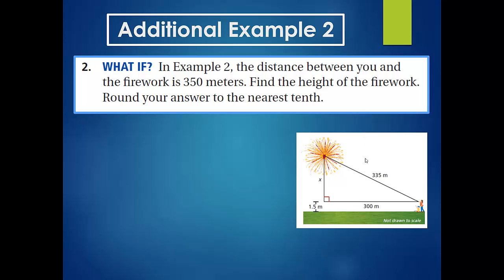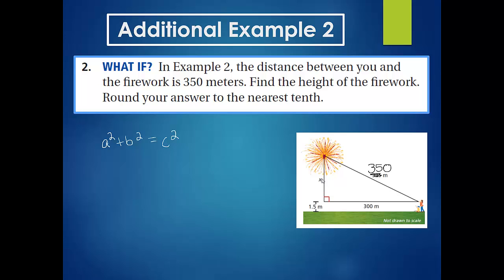So on this problem, it's telling us that the distance, instead of 335, is going to be 350. So we're going to change that in our diagram. So now we're going to have a squared plus b squared equals c squared.